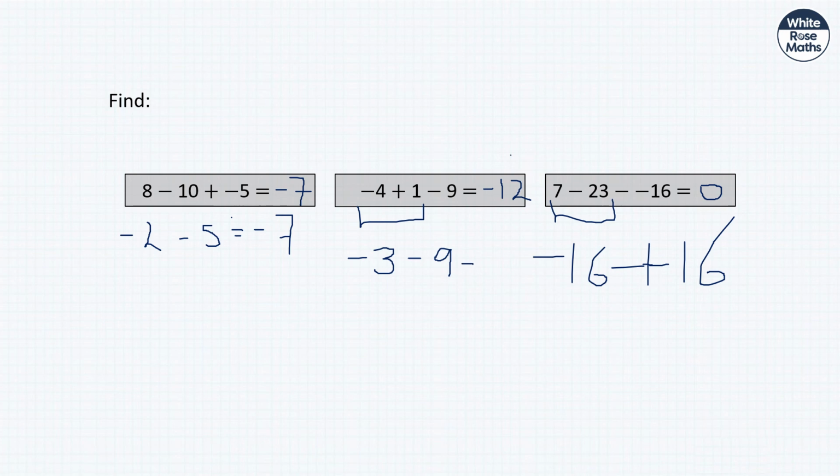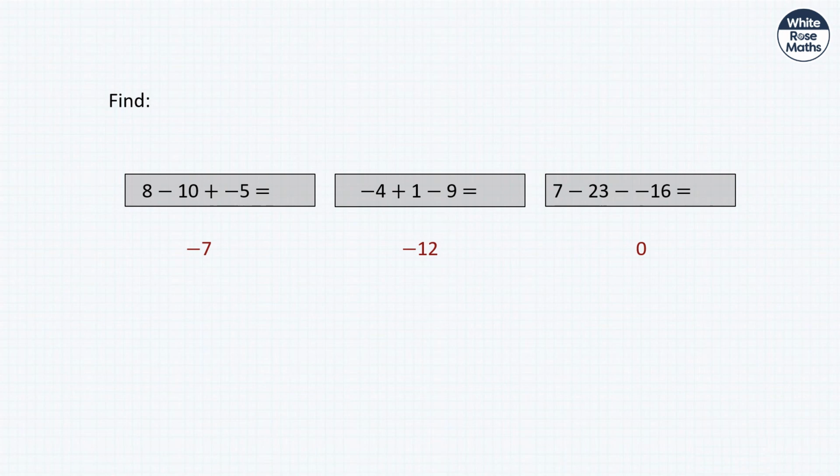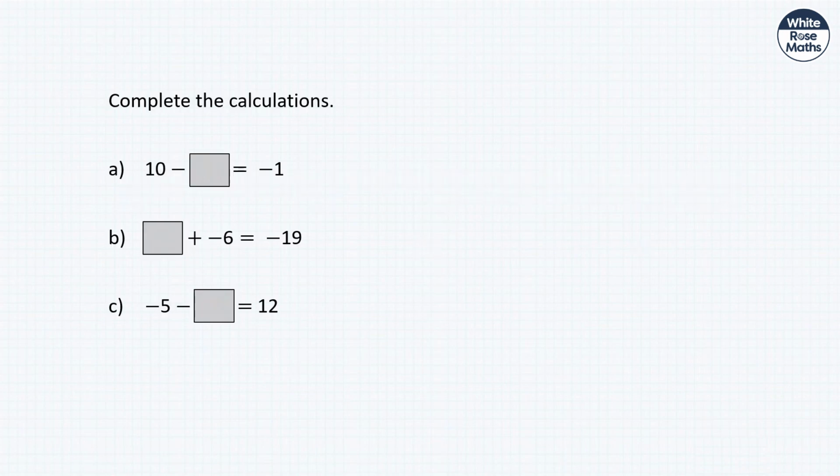So sorry if I'm jumping a step here, but hopefully you can forgive me, because I'm trying to class this as a revision video, to condense it in as short a time as possible. Okay, so this next one, a bit trickier, complete the calculations. So 10 subtract 11 is negative 1. Now, to get this box here, I would do 10 subtract negative 1. That will give me the answer in this box here.